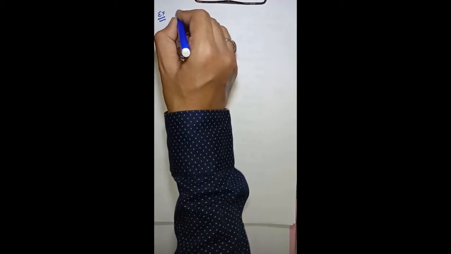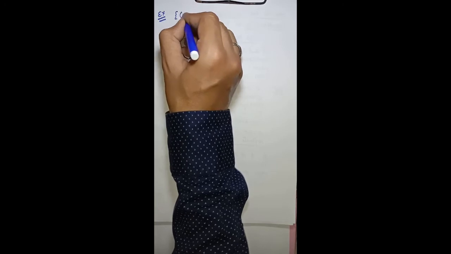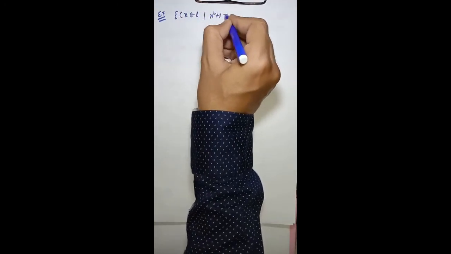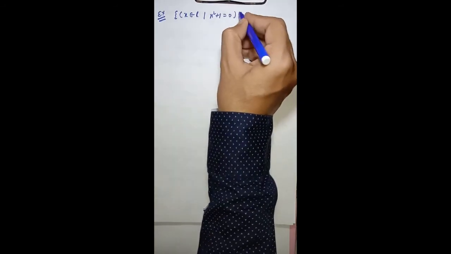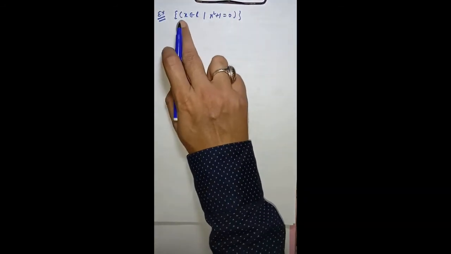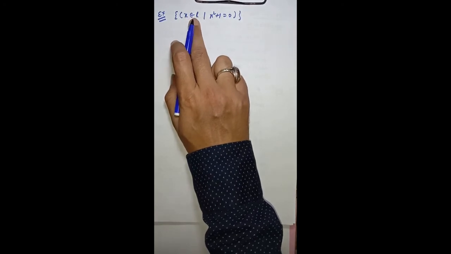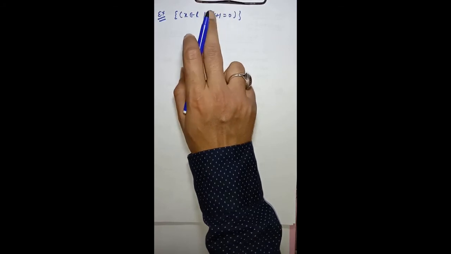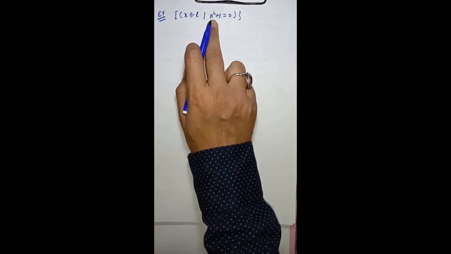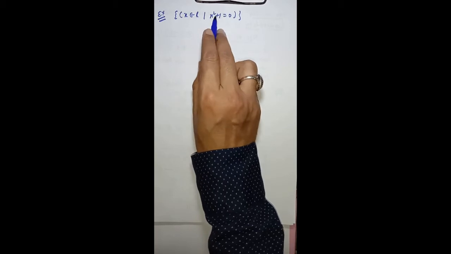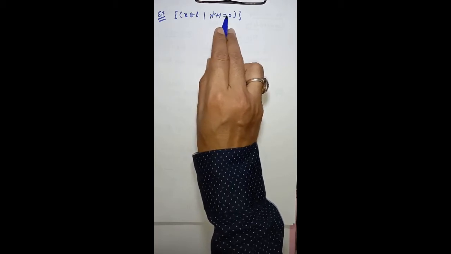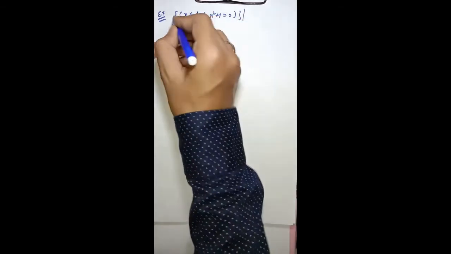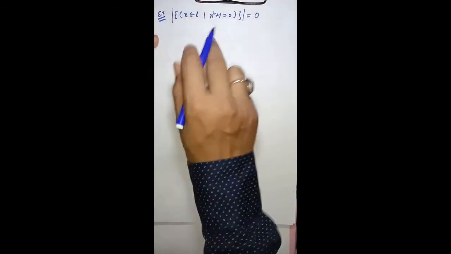Now the example is {x belongs to R such that x square plus 1 is equal to 0}. Now we have a set of the elements of R under the condition x square plus 1 is equal to 0. And we know that no x satisfies this condition. x square plus 1 will never be 0 if x belongs to R. That means the cardinality of this set is 0. This is a null set.